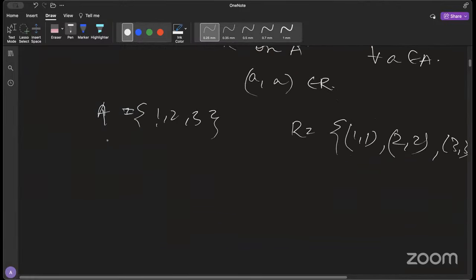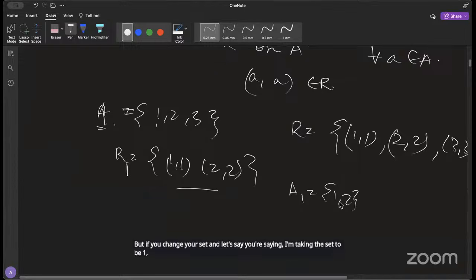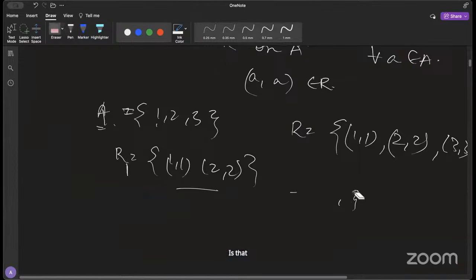Excuse me, ma'am. Can only (1,1) and (2,2) of the set be reflexive? No, if you've been given this set and then you're saying this relation R is equal to {(1,1), (2,2)}, this is not a reflexive relation on this set. But if you change your set and let's say you're taking the set to be {1, 2}, then it's reflexive here. Is that okay?